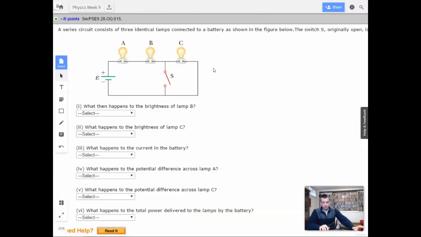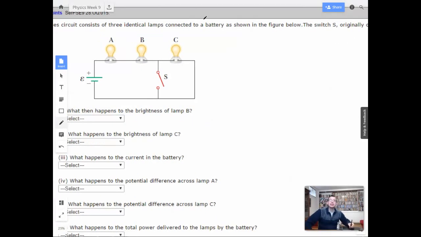Okay, so let's see. I'm going to say each lamp has resistance R. So the brightness is going to be proportional to power, which is I squared R. So brightness is proportional to I squared R. I, which is current, is going to be V divided by R. So the total current coming out of the battery will be epsilon. Therefore, current total equals epsilon over 3R.